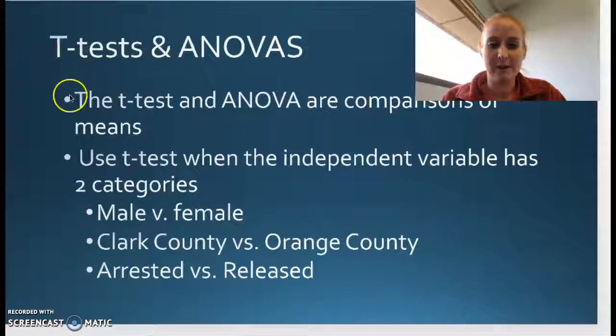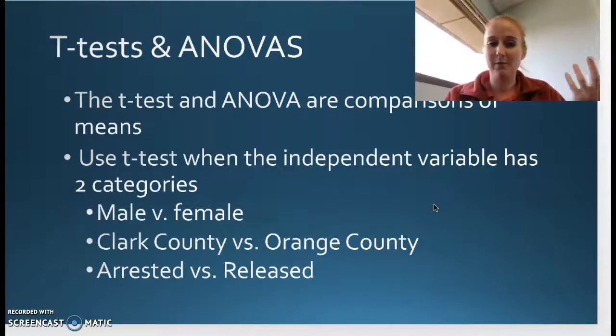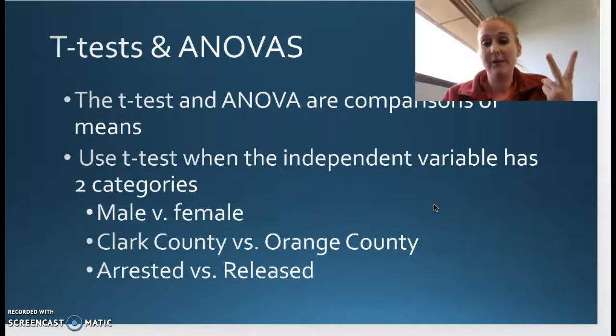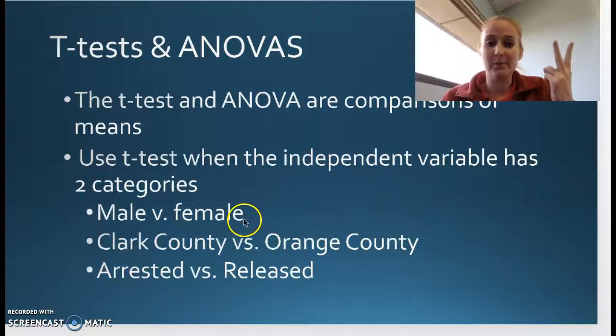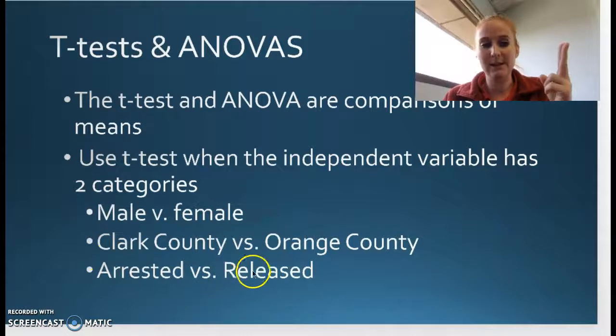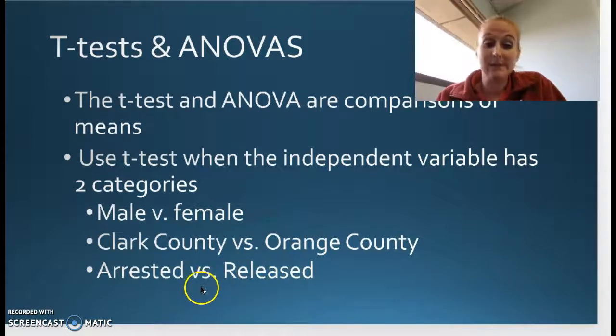So here, we're going to use the t-test. Remember, the dependent variable is interval. But we use the t-test when the independent variable only has two categories. It doesn't matter if it's nominal or ordinal. If it's a comparison of two things, then we'll run the t-test. So that could be male versus female. Maybe you're comparing two different counties and some outcome across two counties. Or you're looking at people arrested versus people released and some effect that they may have. So that's a t-test.